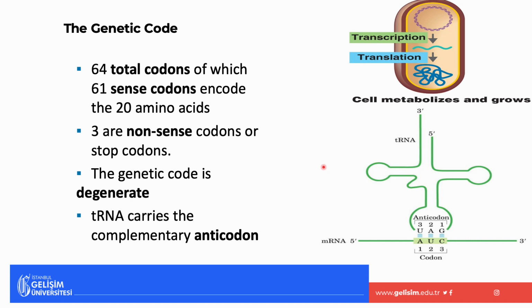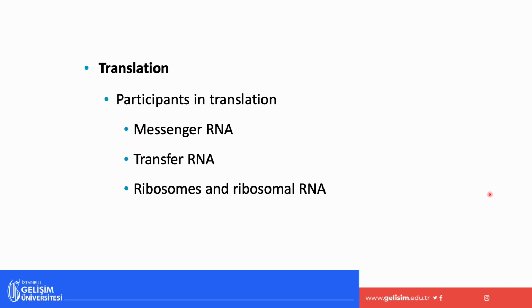Now each tRNA molecule carries a specific amino acid on one end and a complementary anticodon on the other end. The anticodon base pairs with the corresponding codon on the mRNA during translation, which allows the correct amino acid to be added to the growing polypeptide chain. Okay. So messenger RNA, transfer RNA, and ribosomal RNA, okay, mRNA, tRNA, and rRNA.